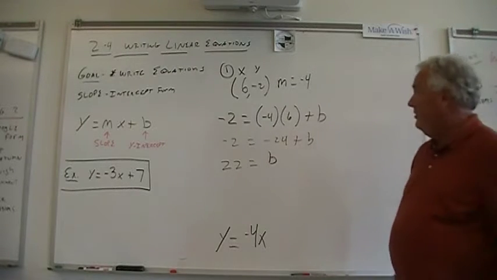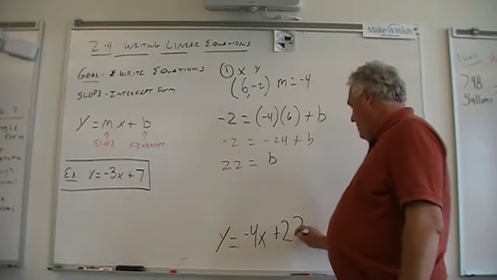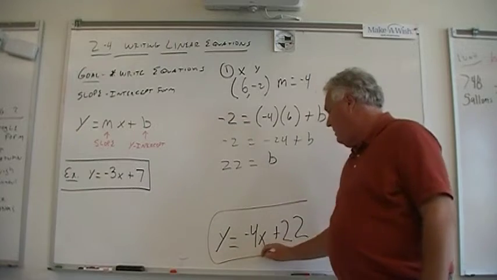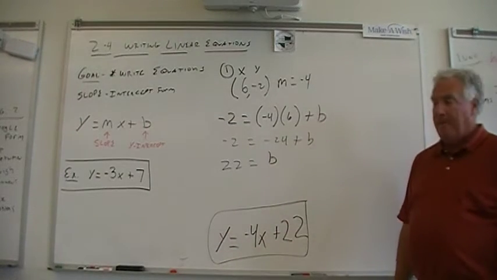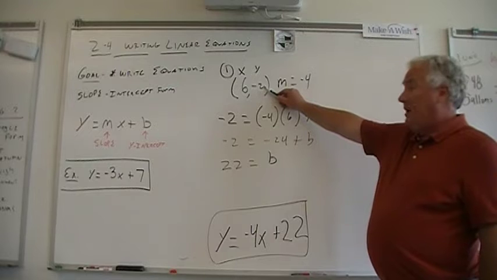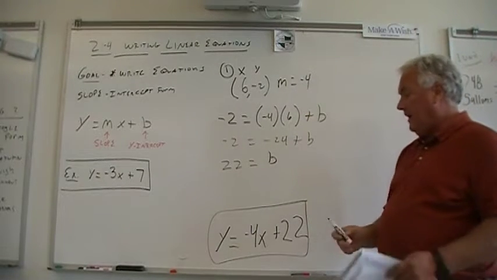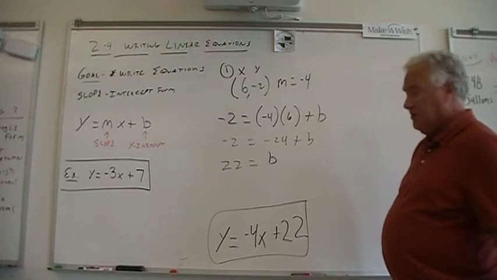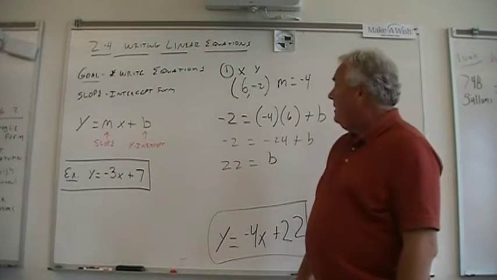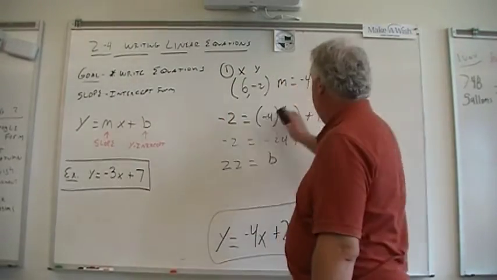Okay, so if 22 is b and this is negative 4, there is your answer. The equation of a line that passes through this point and has a slope of negative 4 is y equals negative 4x plus 22. Okay? So what we need to be able to know is the slope and the y-intercept.